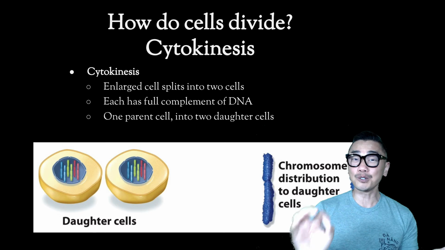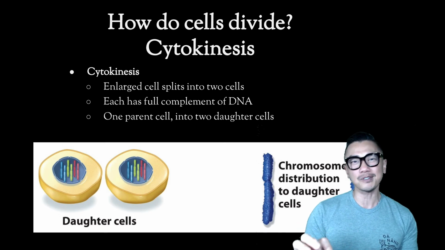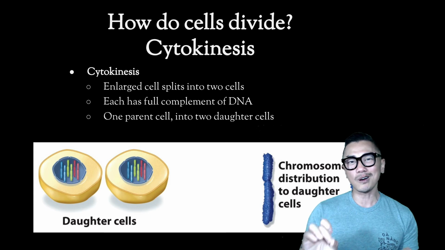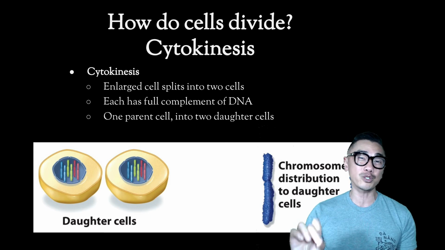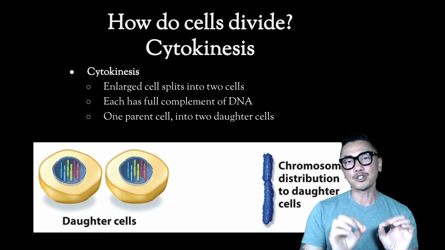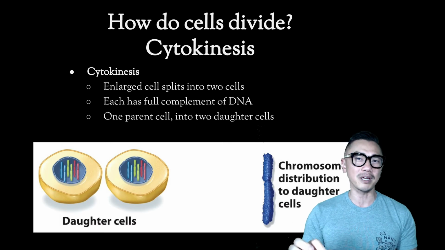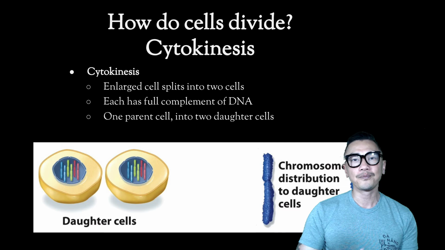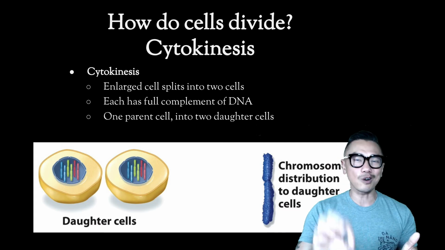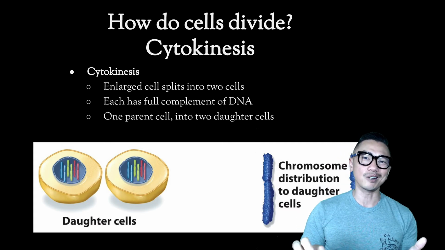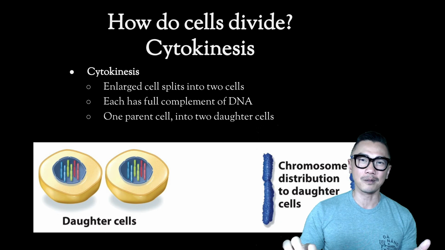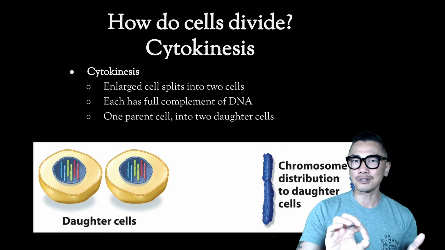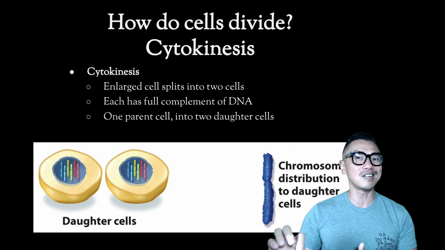Cytokinesis is the final stage of the division phase of the cell cycle. In cytokinesis, the enlarged cell will split to form two new cells. Each new cell will have a full complement of DNA, or a full set of chromosomes. The cell that we start with at the beginning of the cell cycle is called the parent cell. At the end of the cell cycle, when we have two cells, those cells are called daughter cells.